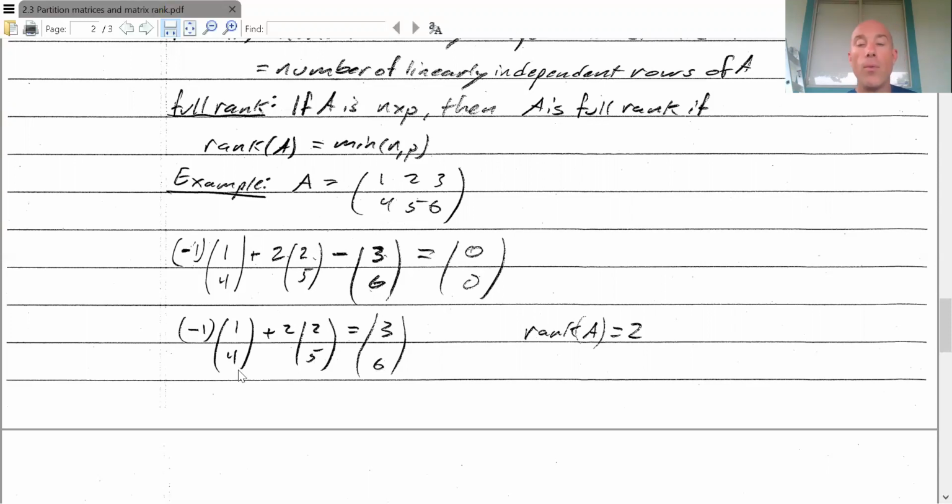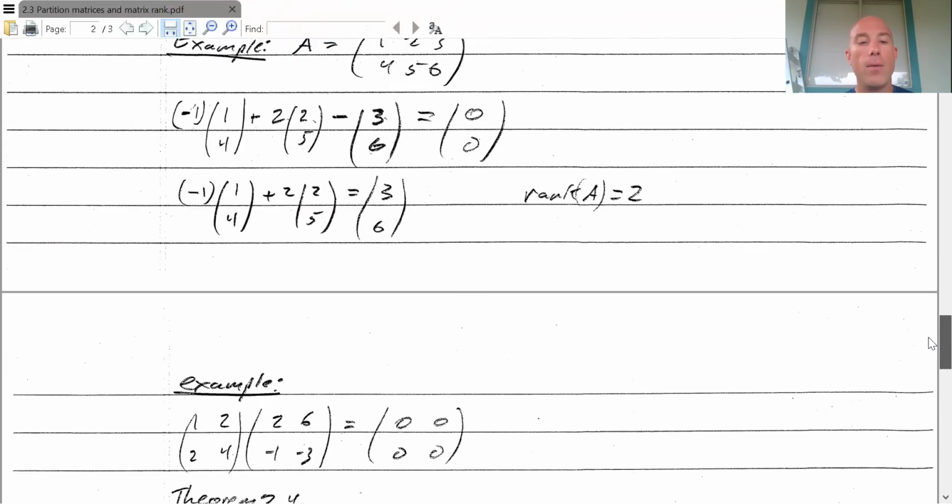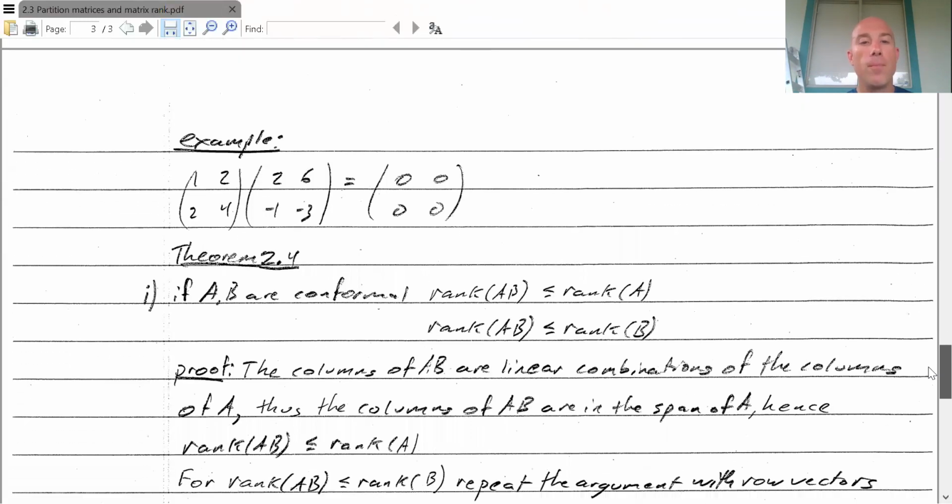Okay, well, then the next question is, is it rank 2 or rank 1 now? Can I get 2, 5 out of 1, 4? No, I can't. So it's rank 2. These are two linearly independent vectors. All right, let's look at another example.